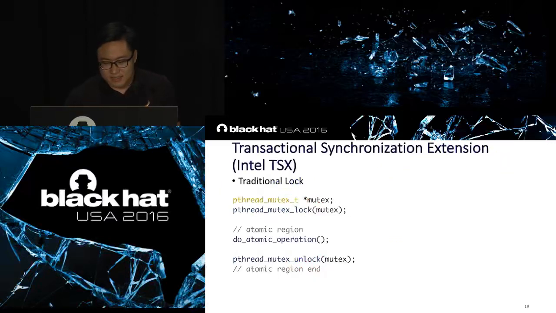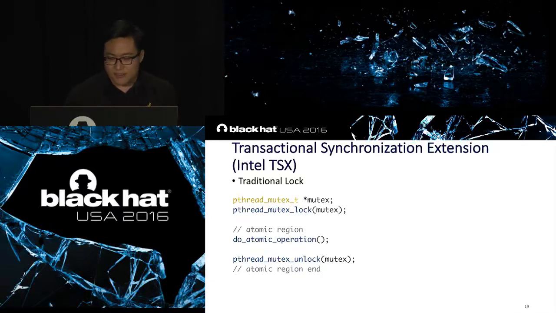Before getting to TSX directly, let's cover the background on Intel TSX. TSX, transactional synchronization extension, is a new instruction set that helps access data atomically without having traditional locks. And for the audience who might not know what a traditional lock is, let's cover that first.